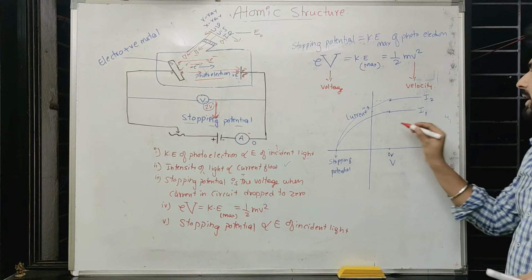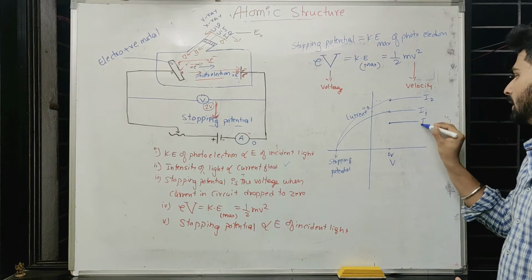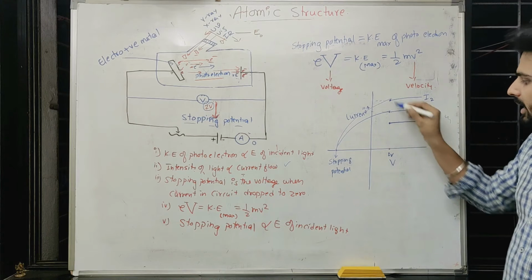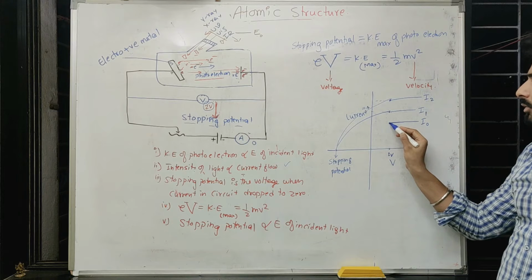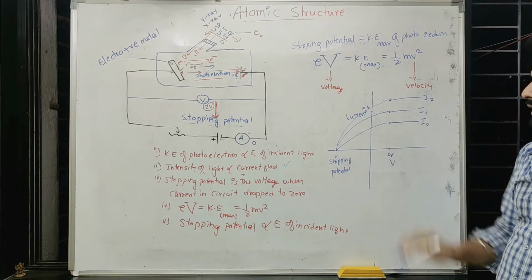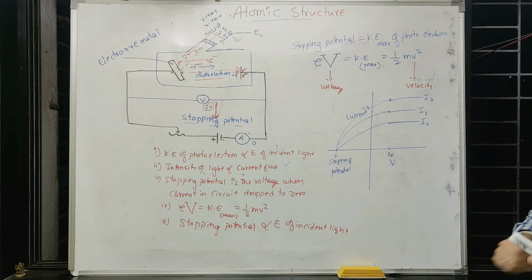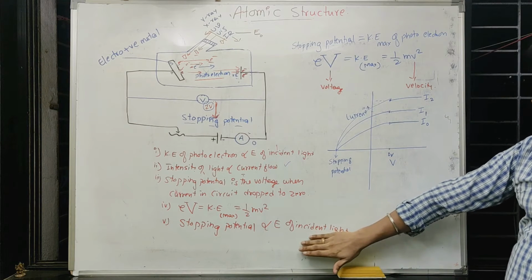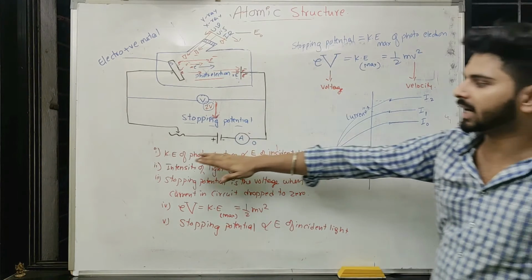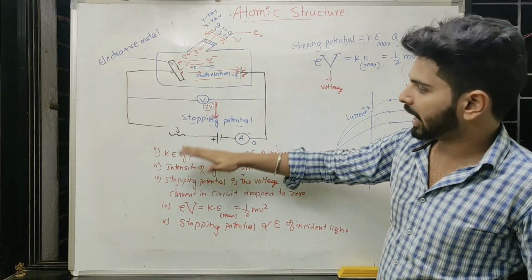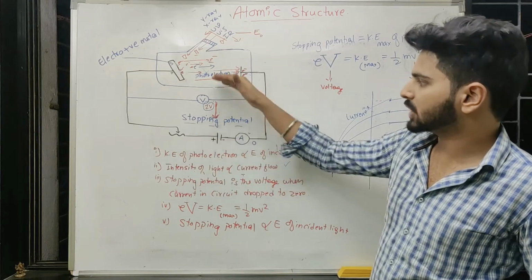So any number of times, if you change the intensity, you may have varying current in the circuit. But if I start reversing that particular voltage, it will reach the same location. So that means changing intensity won't change the stopping potential. Only changing the energy of the incident light will change the stopping potential, because changing the energy of incident light will change the kinetic energy of the photoelectron, and a change in the kinetic energy of the photoelectron will change the stopping potential.